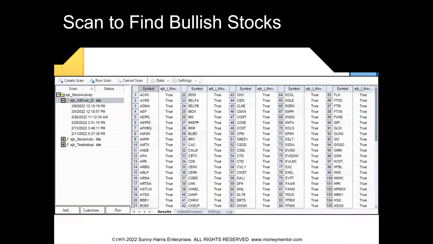I have a scan that I run to find bullish stocks. So you can see, and this is three moving averages, 20, 50, and 200 day. And you can see when I run this scan, that lots of them are true. Lots of them are above all three averages, still at this point with the market going down. We're going to look at this one because it's number one on the list, ACHC. I don't even know what that is, but we're going to take a look at it for a minute.